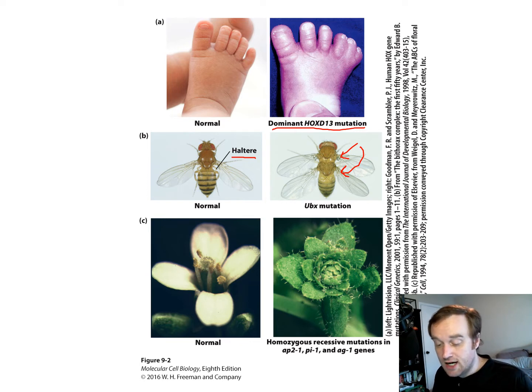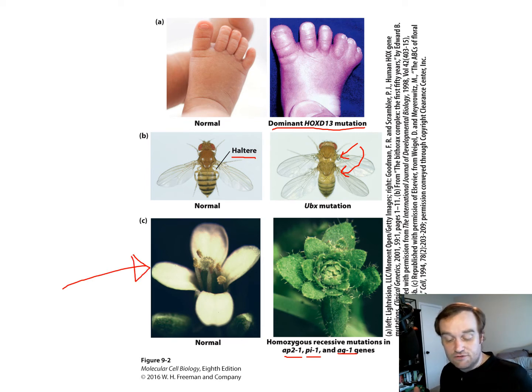And then lastly, we have inactivation of, well, a couple different genes here, the AP2-1, PI1, and AG1 genes in Arabidopsis, the plant that I work with. And what this does is it prevents the floral identity genes from being expressed. So instead, the tissue that's supposed to develop into the flower develops into these leaf-like structures.